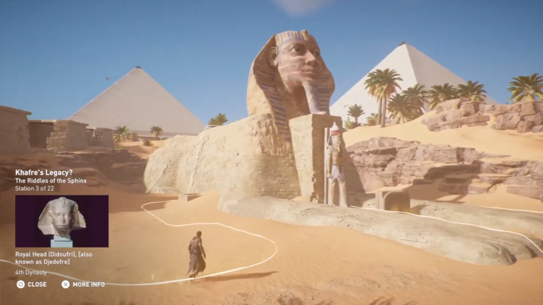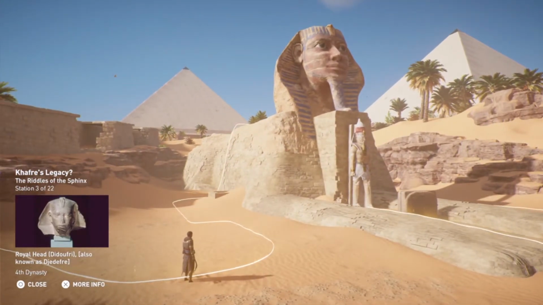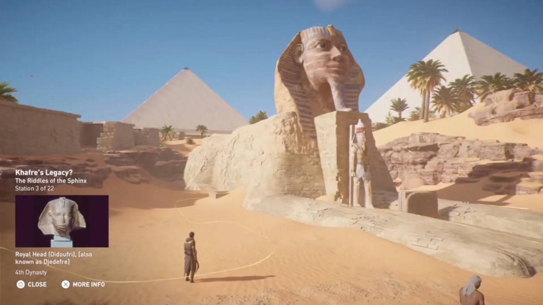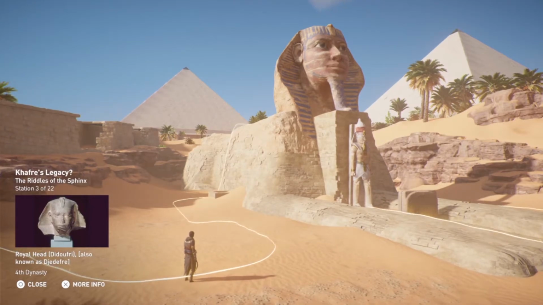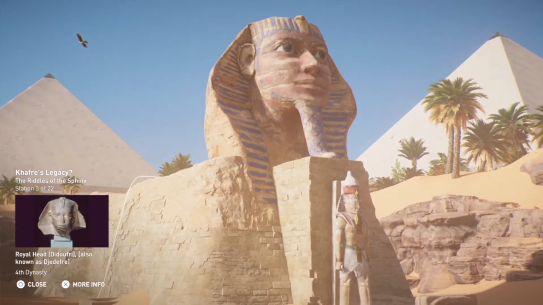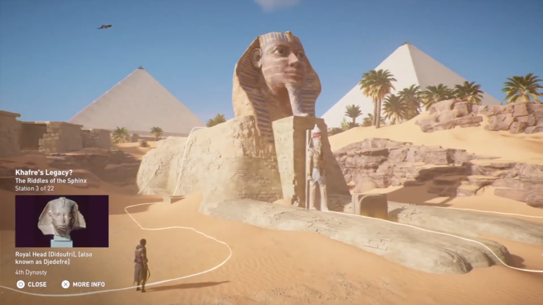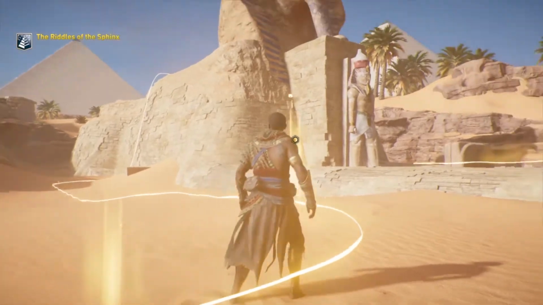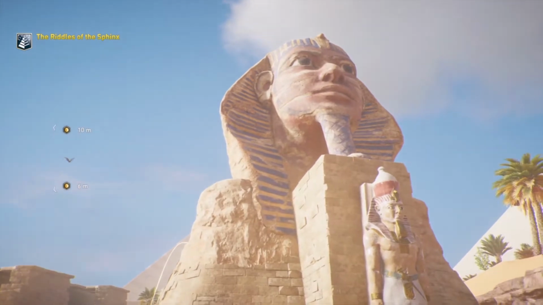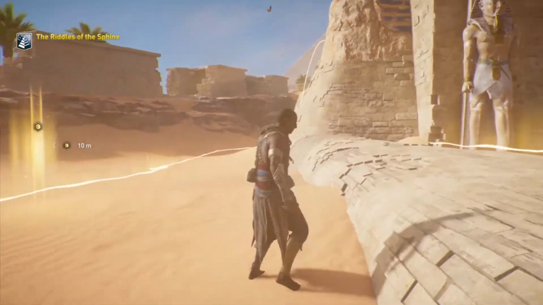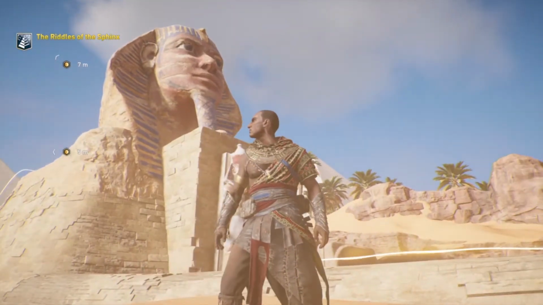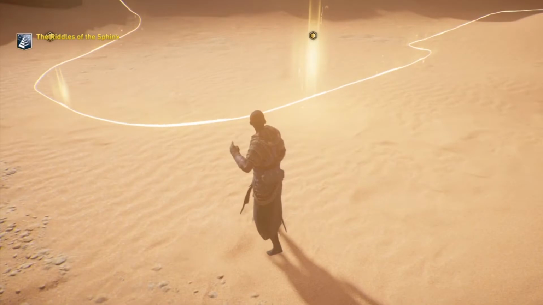Another theory suggests that the Sphinx was built by Khafre and was meant to represent him. The arguments to support this hypothesis are based on the fact that the limestone beds used for the main work of the Temple of the Sphinx are geographically and architecturally similar to the Valley Temple of Khafre. Some believe that Khufu himself built the Sphinx, which was later finished under his successors, Khafre and Khafre. These arguments are based on the stylistics of the engraving, the typology of the nemes, and the absence of a beard at the time of construction.